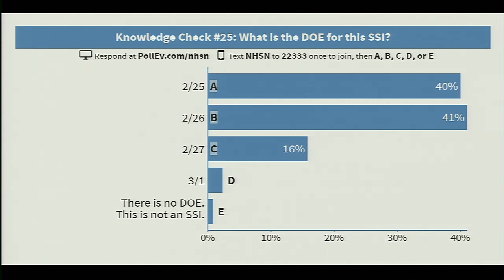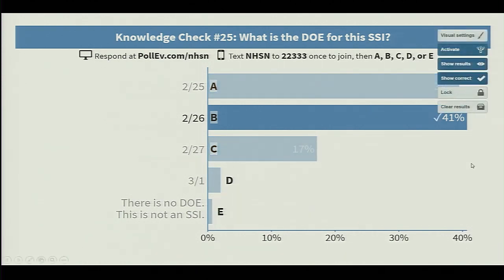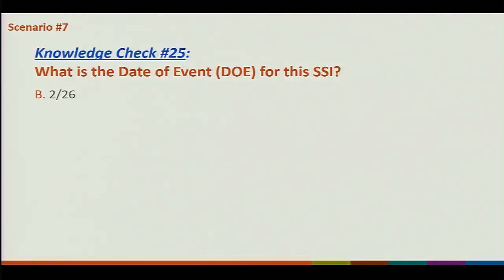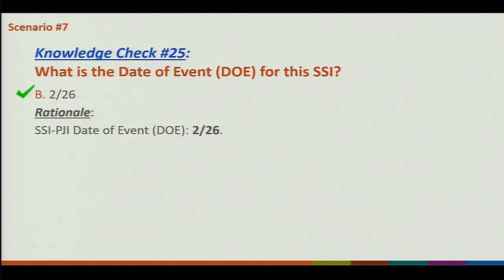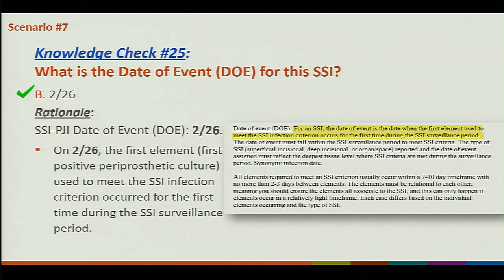All right, let's see what the correct answer should be for the date of event of this PJI. And the correct answer is B, the date of 2/26. On 2/26, the first positive periprosthetic culture used to meet the SSI infection criterion occurred for the first time during the SSI surveillance period. So remember, for the SSI protocol, the date of event is the date that the first element is used to meet the definition.